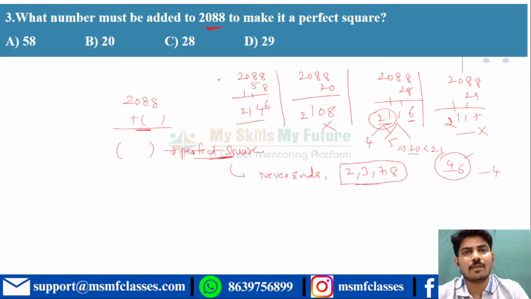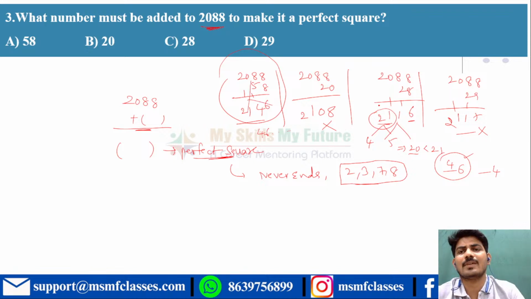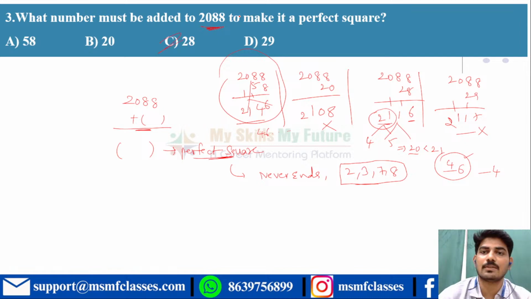Why I am not moving to this number: if I find the square root for this number, it is approximately 46 point something or 47. Which means this is not a perfect square. So the number which must be added to 2088 to make it a perfect square will be 28. I hope you are clear with my explanation. So 28 needs to be added, not 58. If you add 58, it will not be a perfect square.